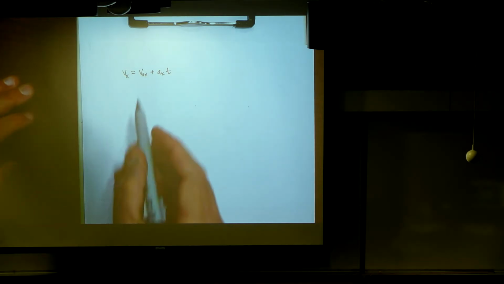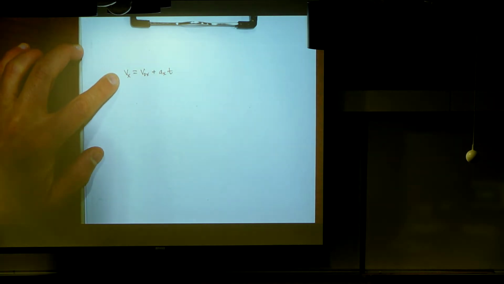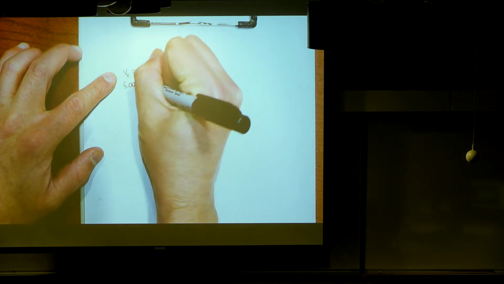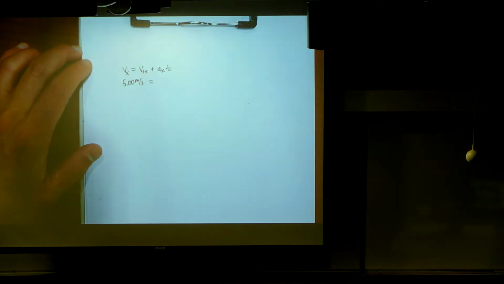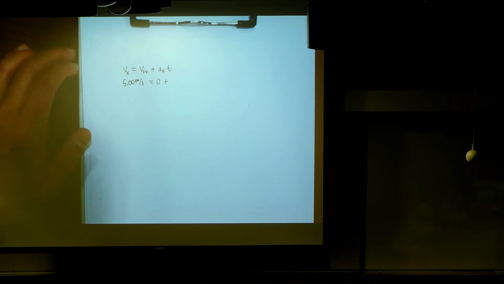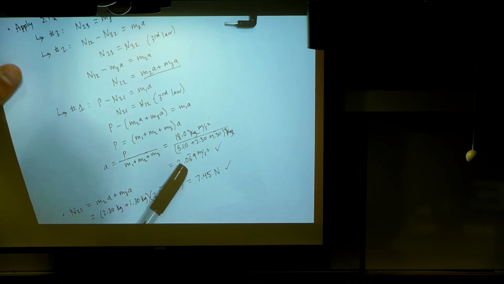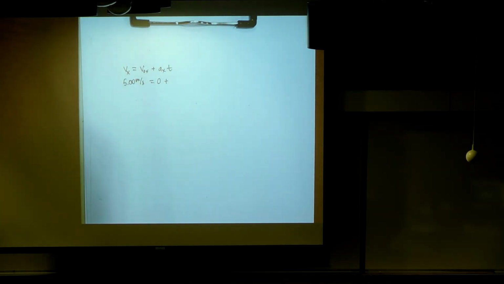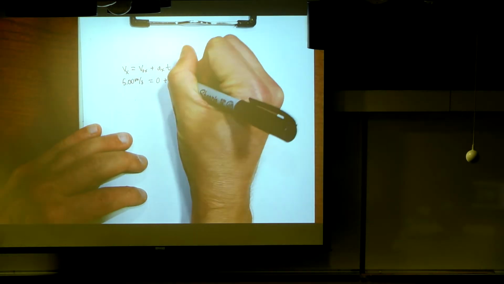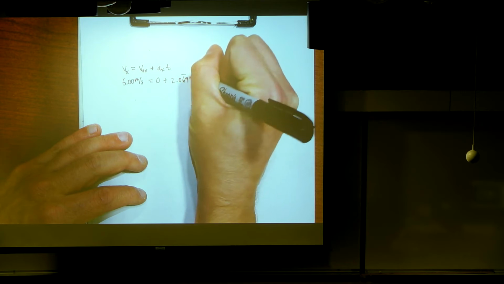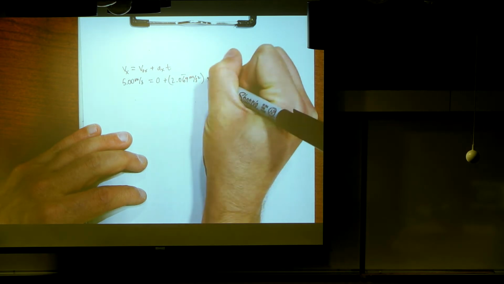In this case, what is Vx? That's our final velocity, 5 meters per second. And what do we put in for V naught x? 0, that means we start from rest. What do we put in for the acceleration? 2.069 meters per second squared. We put in exactly what we found here. So you can use the result from Newton's laws in the kinematic equations. So we have 2.069 meters per second squared, and that multiplies t.